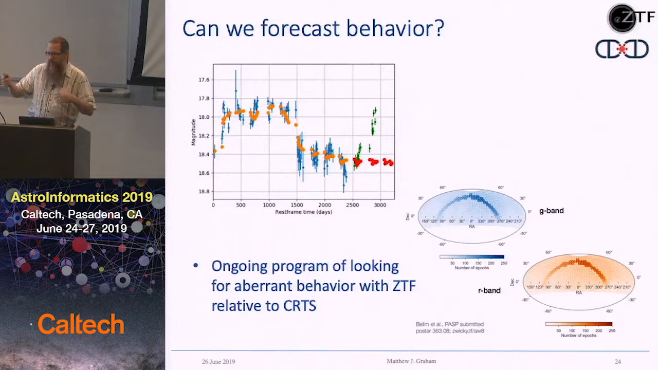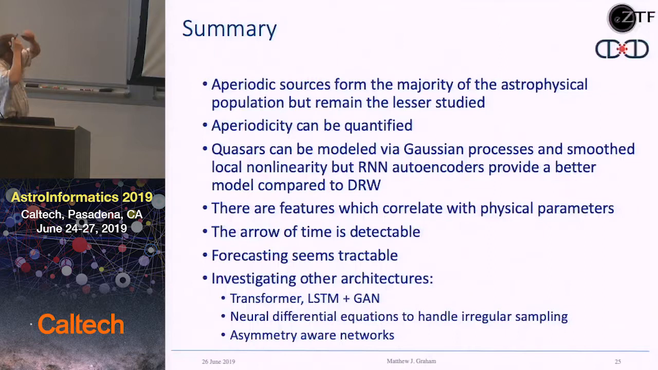So, in summary, aperiodic sources form the majority of the astrophysical population, but they remain the lesser studied. Aperiodicity can be quantified, so you can actually identify a set of objects which you might believe are really aperiodic and see how well those can be modeled. You can model quasars through a variety of processes, I think far better than the damped random walk. Further work will tell us whether we can distinguish between stochastic and deterministic behaviors.